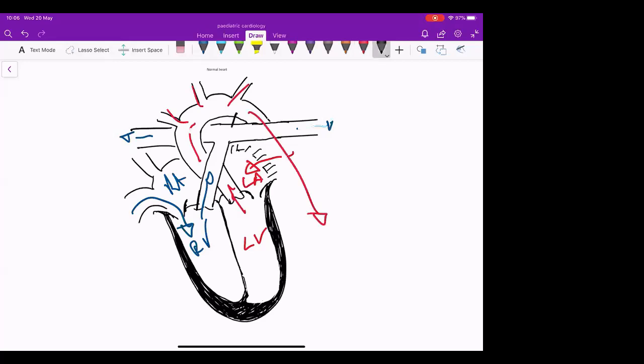The PDA is this thing here that we all know about. This connects the aorta, usually the underside of the aorta, to the left pulmonary artery, or the main pulmonary artery, LPA junction. And you just get mixing. So usually, as we'll talk about in a moment, you get left to right shunting, but you can be bidirectional. So that's what we're talking about.